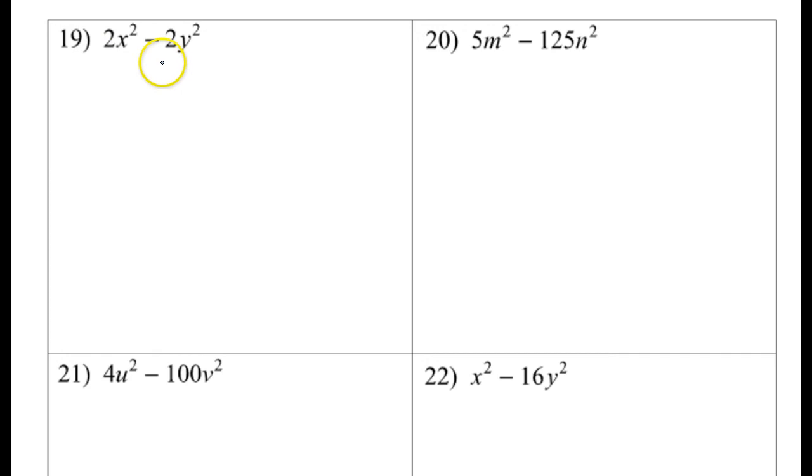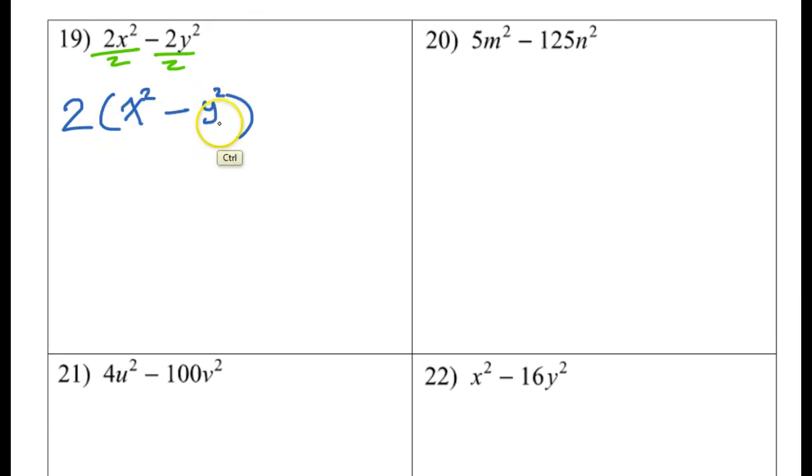So looking at problem number 19, what is the common factor? Well, both of these are divisible by 2, so I'm going to bring out a 2. The variables are not the same, so there's no variable part of the GCF. Now if I take that 2 out, that means I'm really dividing everything by 2. So that tells me what goes inside the parentheses. So that's going to leave x squared minus y squared.